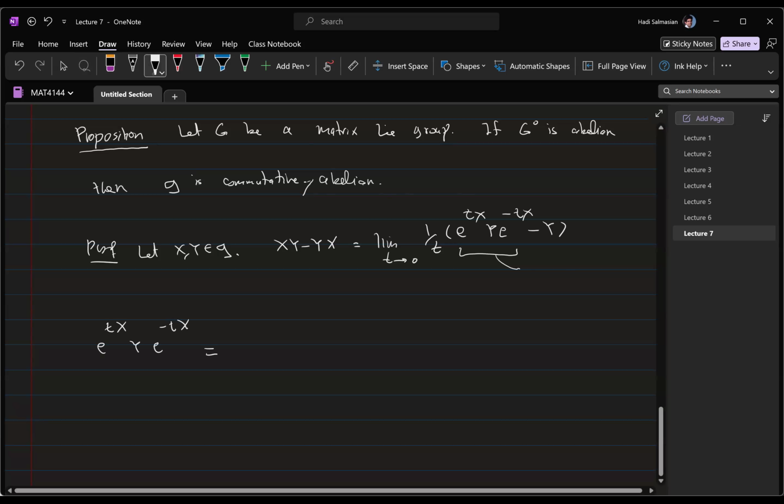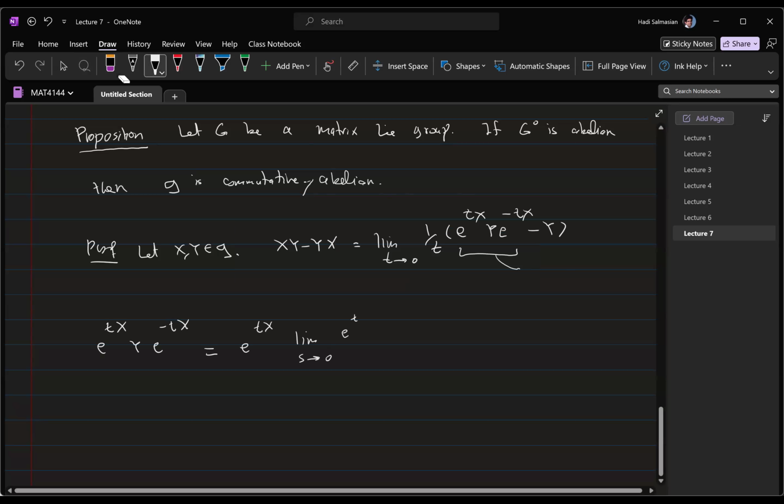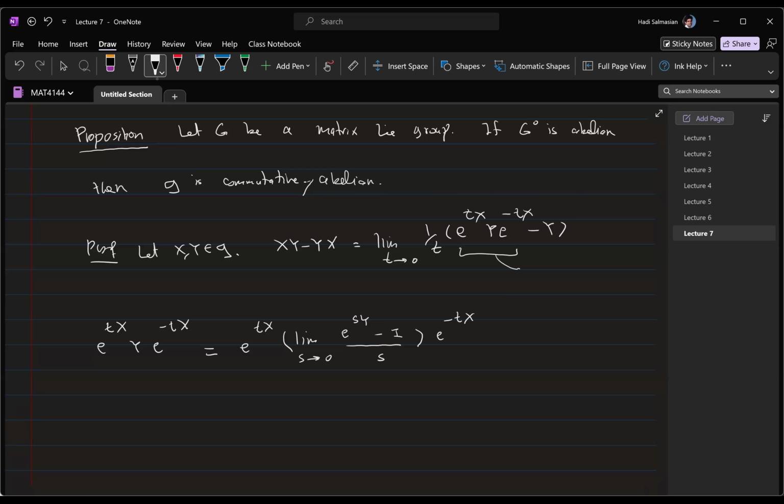This is e to the tx times the derivative of the one parameter subgroup, which is e to the sy, at 0. So basically, it's this ratio. This quantity is y, by definition of y, right? And now it's easy to see why this is actually 0, in fact, because this e to the tx will commute with e to the sy, because they're elements of this group, right?